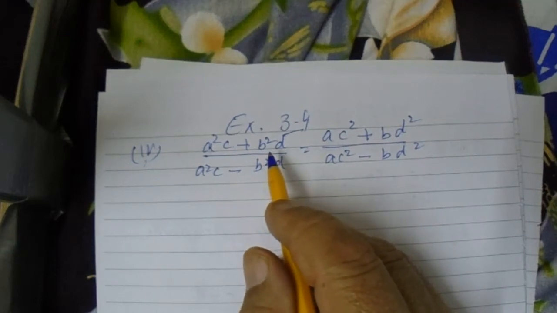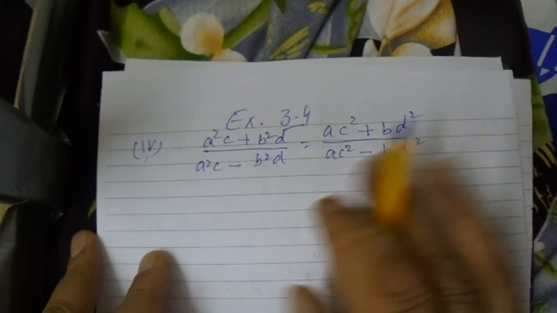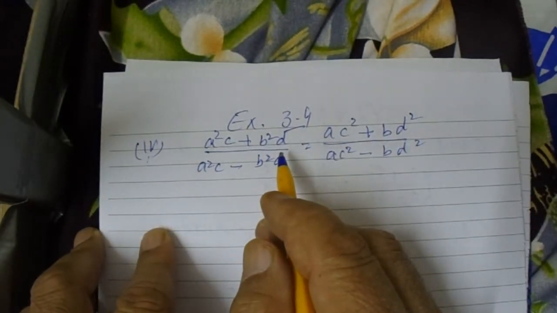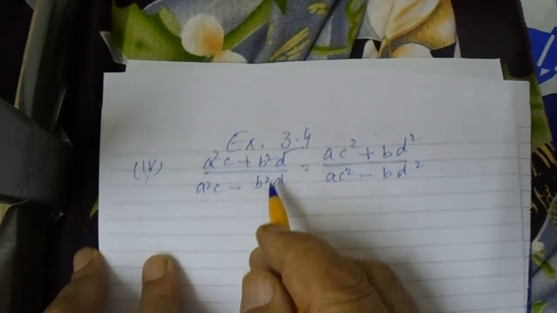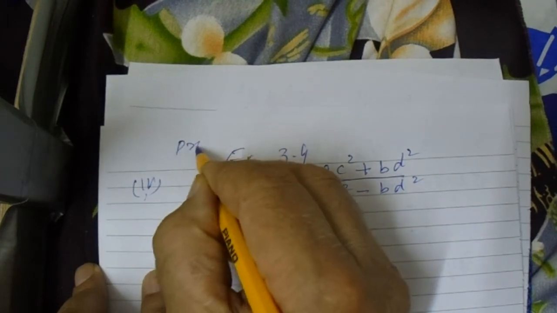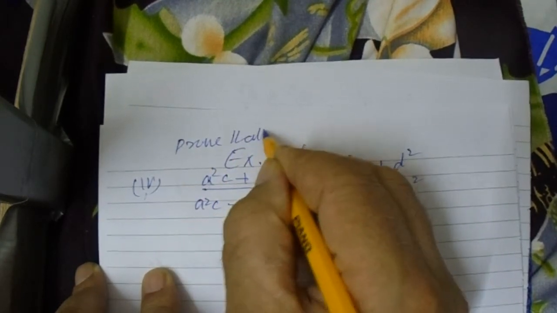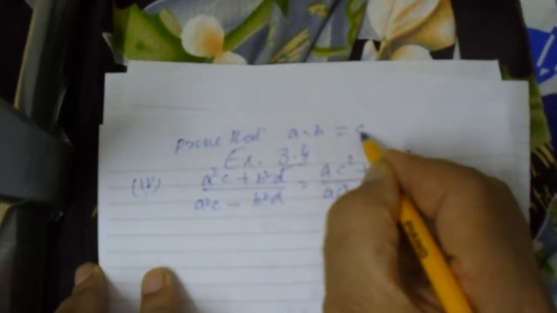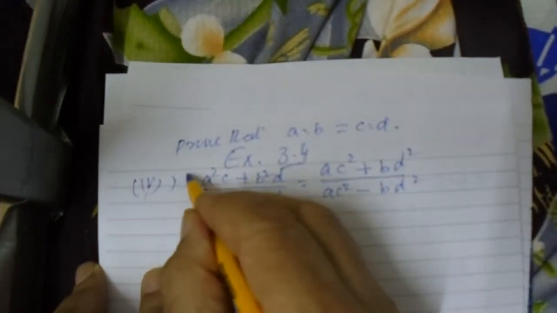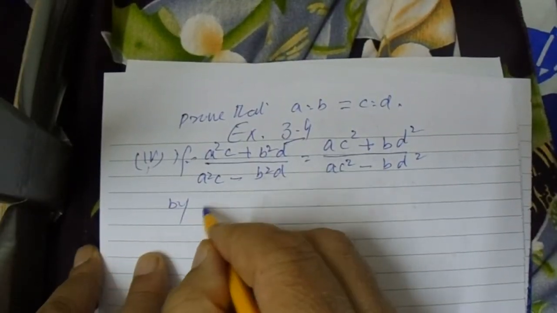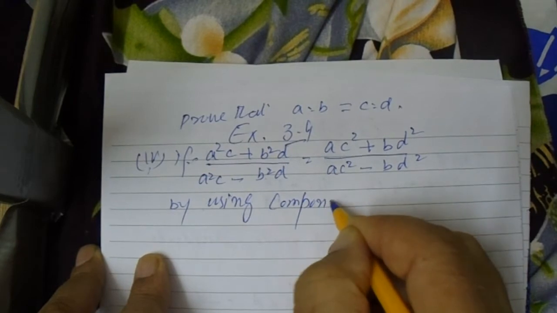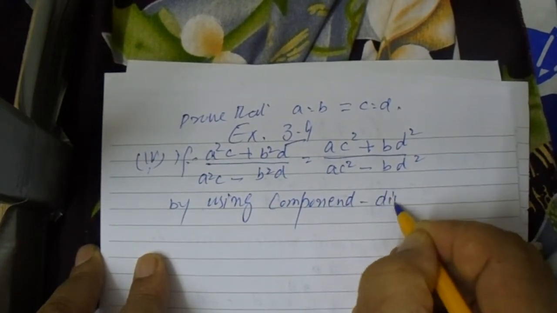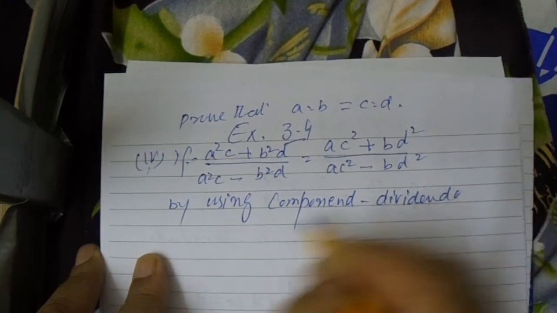This is the fourth part of question number 1. Here we also use the componendo and dividendo theorem, and we have to prove A ratio B is equal to C ratio D. We have to prove that A ratio B is equal to C ratio D. We have to prove if this is equal to this. We take this again by using componendo and dividendo theorem.